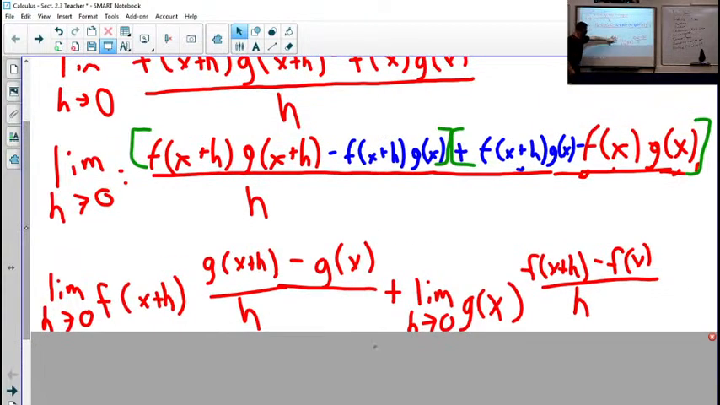So here's the first group. I'm taking an f of x plus h out, and what I'm left with is g of x plus h minus g of x all over h. Over here, I can take a g of x out of the second group, and then I'm left with f of x plus h minus f of x all over h.